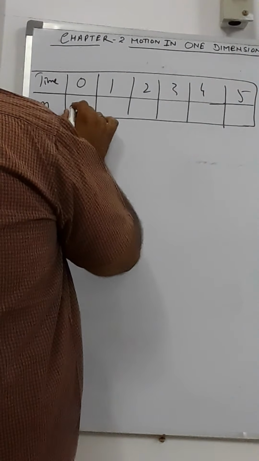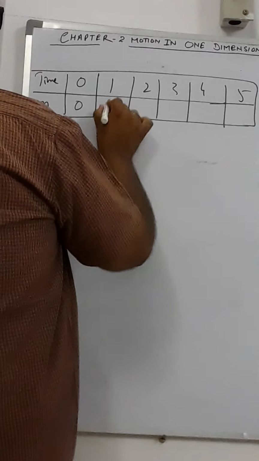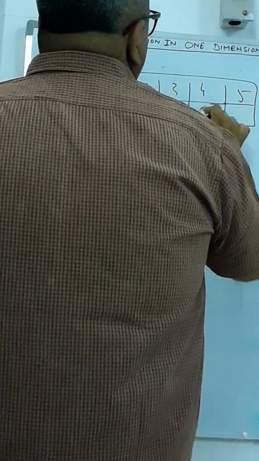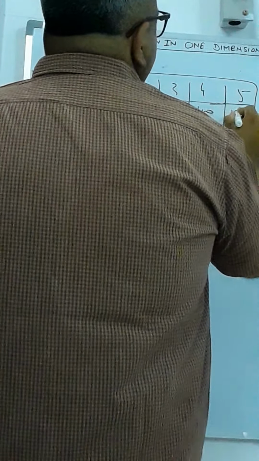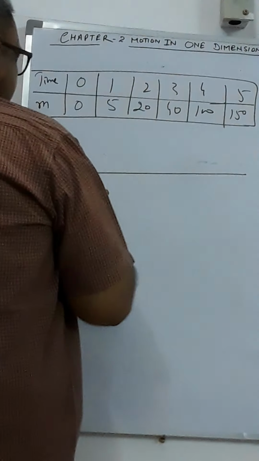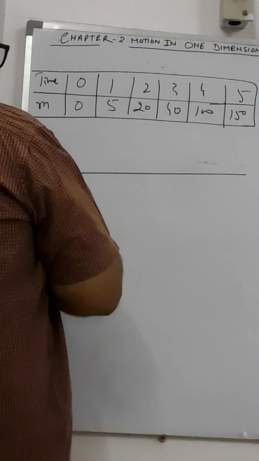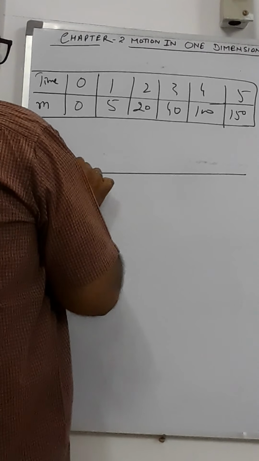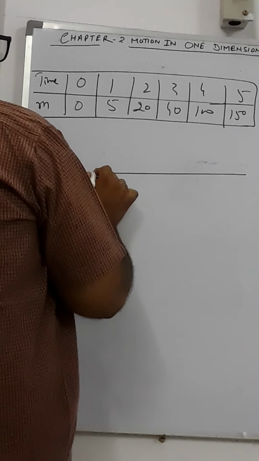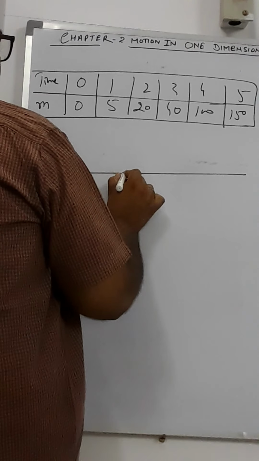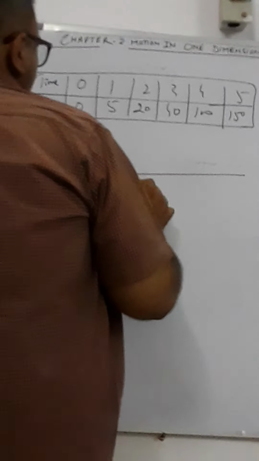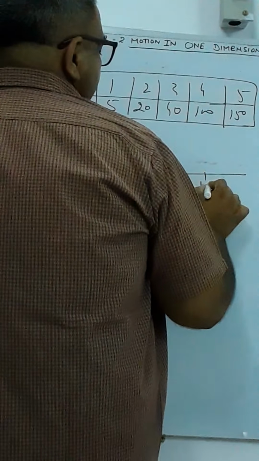The body was in rest position. 5 meter, 20 meter, 40 meter, and this is 100 and this is 150. So there is no uniformity. In 1 second, the body was at rest. In 1 second it has moved 5 meter. In an equal interval of time, the body has moved 20 meters. In an equal interval of time, 40 meters, double the distance.